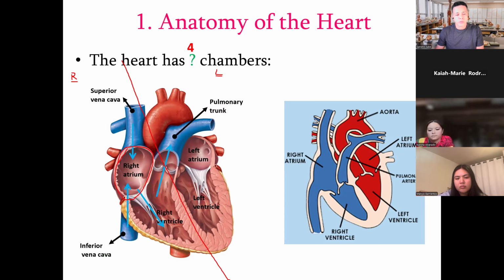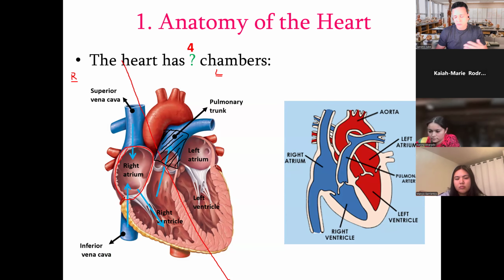Now, where is the pulmonary trunk? The pulmonary trunk is this section right here, guys. This section of this blood vessel is called the pulmonary trunk. And this pulmonary trunk is going to split into 2 branches, one going towards the right, the other one going towards the left. These branches right here are what we call the pulmonary arteries.